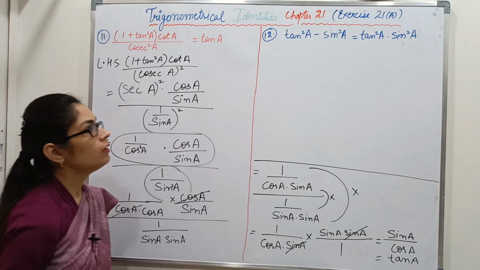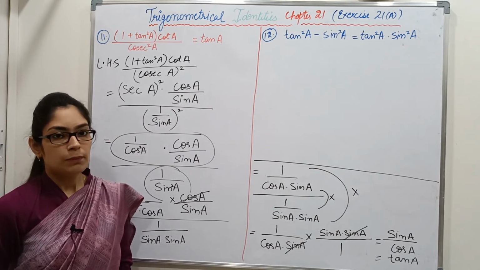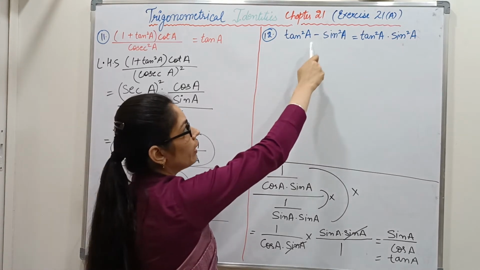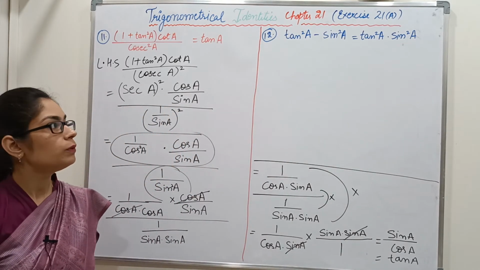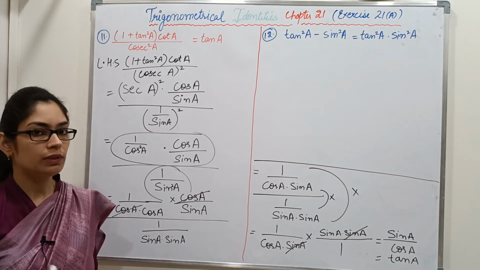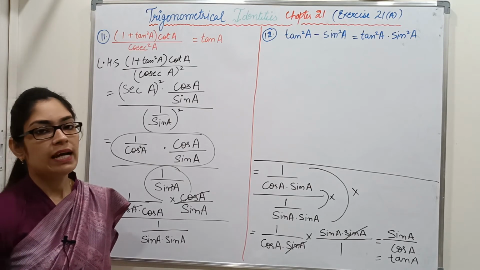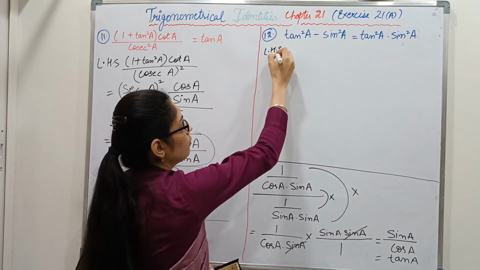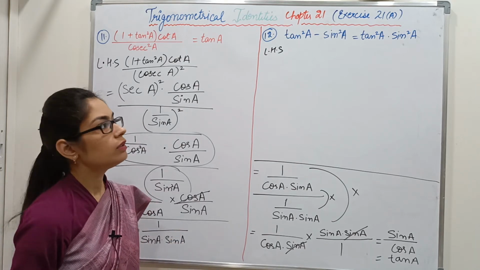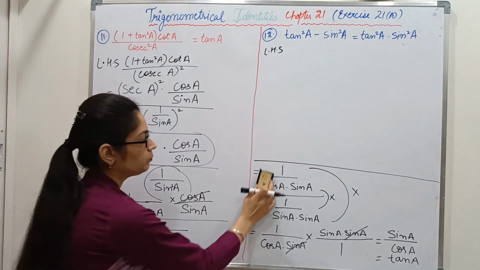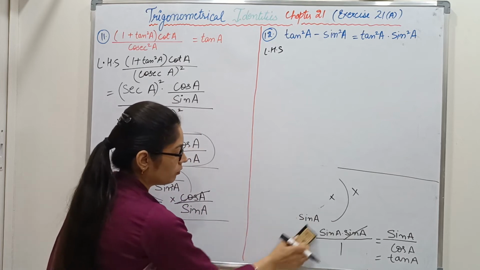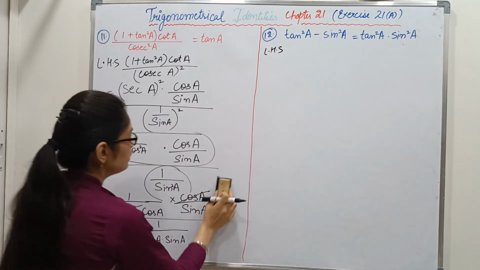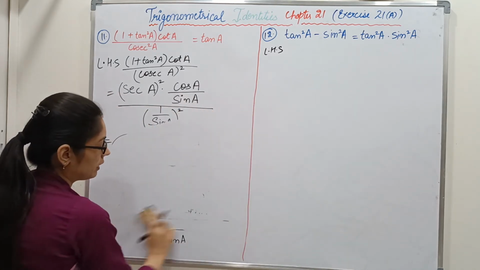Next question. Next question is very much similar to the 10th question. Tan square minus sine square, this thing we have to prove equals tan square into sine square. So first thing we have to change it, and to which thing we have to change it, that we will come to know if we just check the right hand side. So let's take the right hand side so that we can know where we have to go. The right hand side is something like this, tan square into sine square.